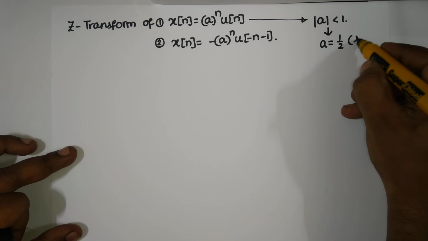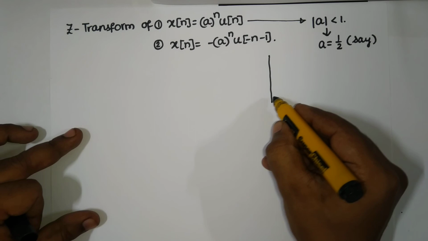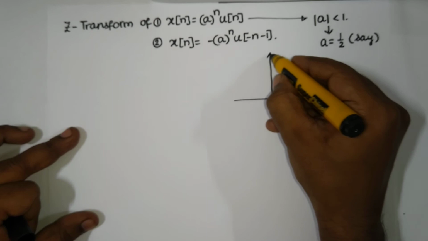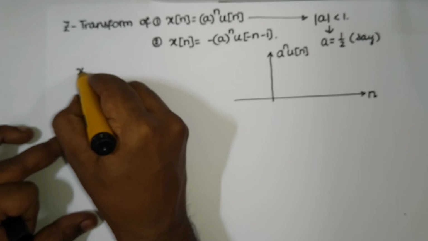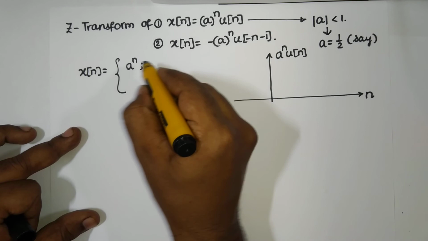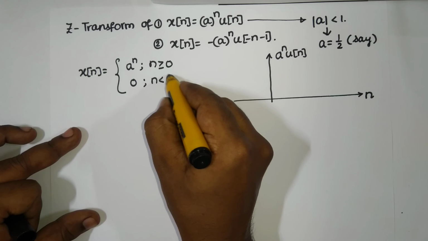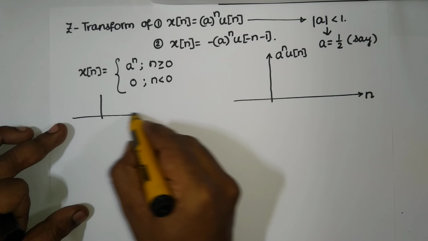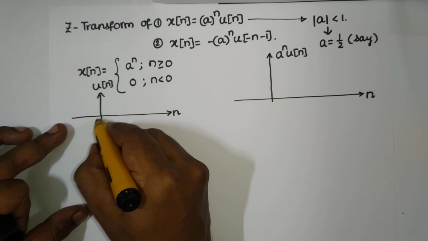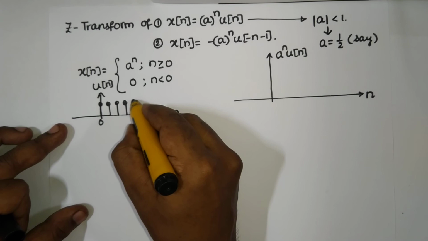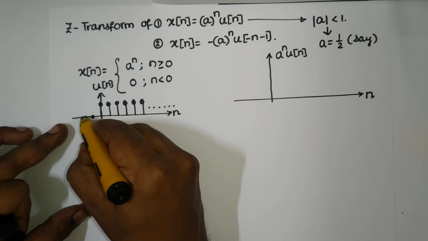So let's try to plot this infinite duration causal sequence, which is A to the power n times u of n. Its mathematical definition is as follows: x of n is equal to A to the power of n for n greater than or equal to 0, and 0 for n less than 0. Why? Since u of n, if you try to plot this step sequence, u of n is equal to 1 for n greater than or equal to 0 and u of n is equal to 0 for n less than 0. All right, so this is what you have.